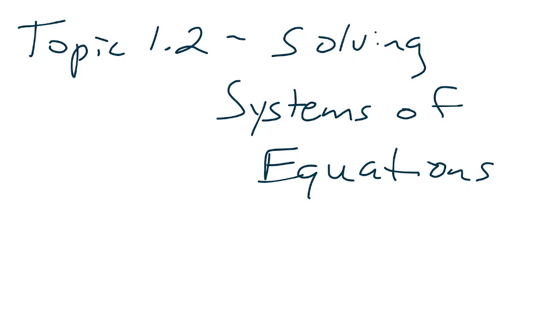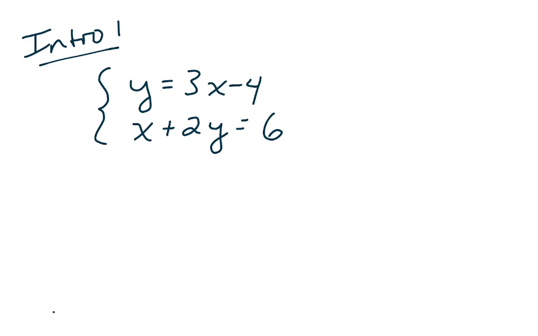Now, you should have already done the warm-up where you were asked to solve y equals 3x minus 4 and x plus 2y equals 6. And specifically, you're asked to use the substitution method. Now, the substitution method gets its name for a reason because you take something that you know, such as what y equals, and you substitute it into another equation for, of course, that same variable.